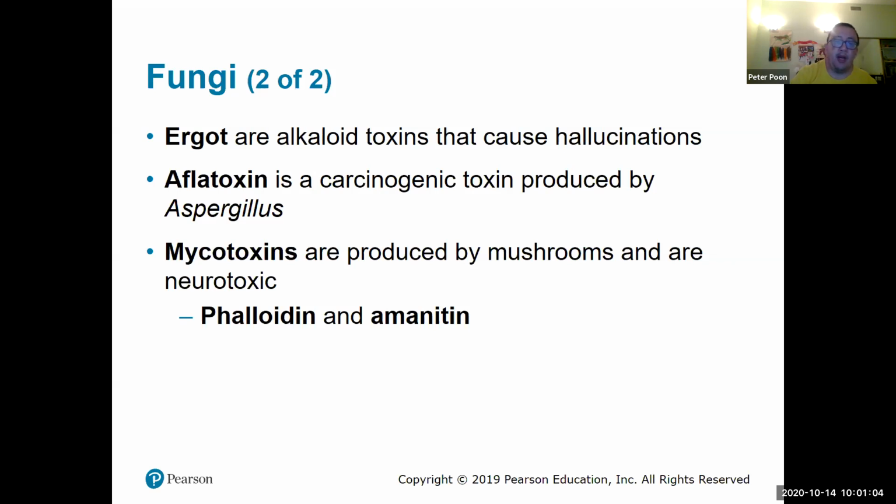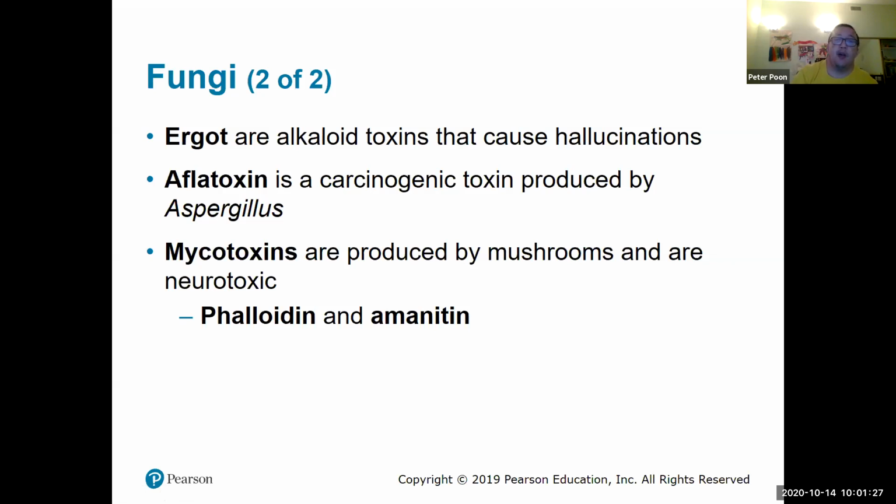Mycotoxins are produced by mushrooms, and neurotoxic pollutant and emetin are particularly toxic in very low amounts, so eating one mushroom can actually kill you. Ergot is actually really interesting.